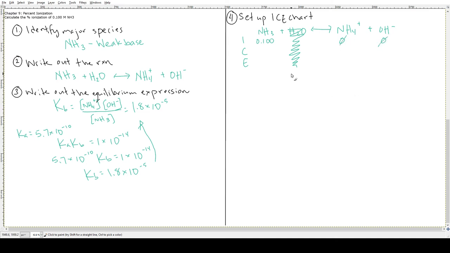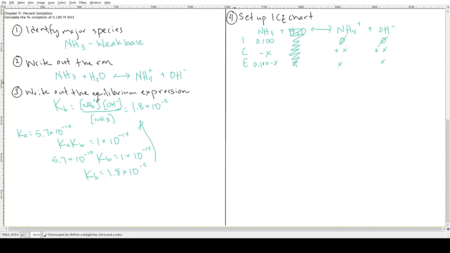By the way, this is something that you should be able to do without me. Your goal is to finish this ICE chart and figure out what X is equal to. You could do that without me if you'd like. So I'm assuming my X's are in there, no coefficients, so it's just straight up X all the way across. That becomes X, 0.100 minus X. Okay, I have set up my ICE chart.